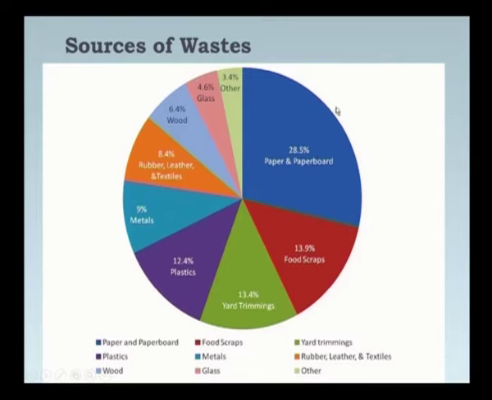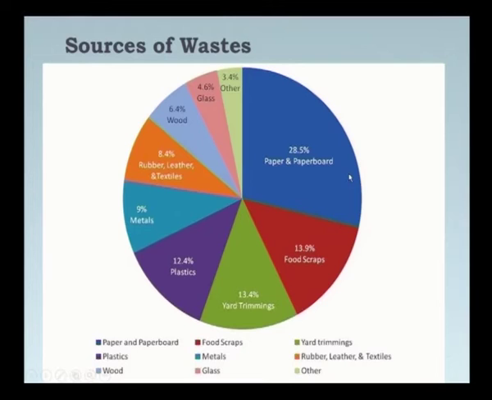Looking at the sources of waste, paper and paper board takes the maximum, nearly 30%, and that is the primary kind of waste. But paper is a recyclable material, and once it's recycled, it can be reused as well. Plastic takes about 13%. Plastic also can be recycled to a certain extent.